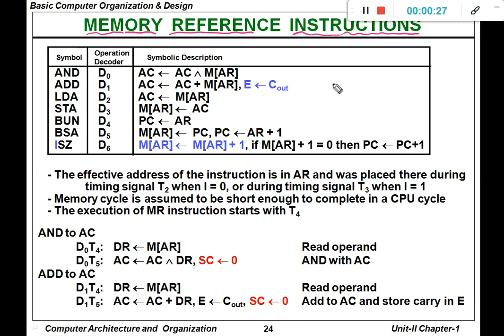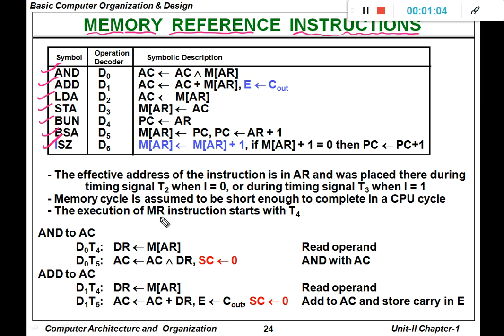If you consider the memory reference instructions, these are AND, add, load, store, branch unconditionally, branch and save return address, increment and skip if 0. So these are the 7 different types of memory reference instructions, which we already know. However, now we are going to see the detailed representation of these instructions.